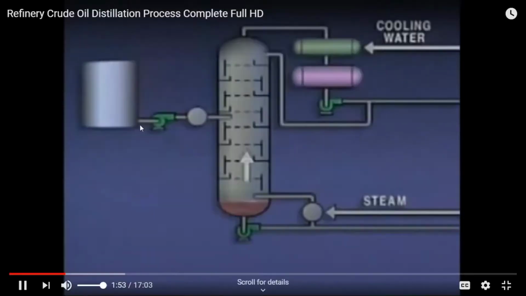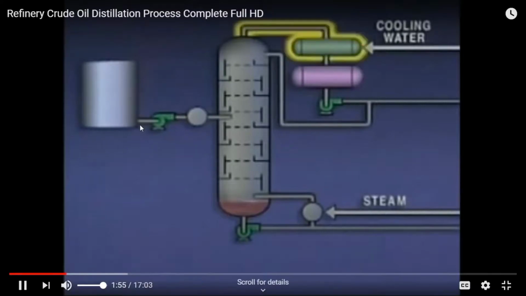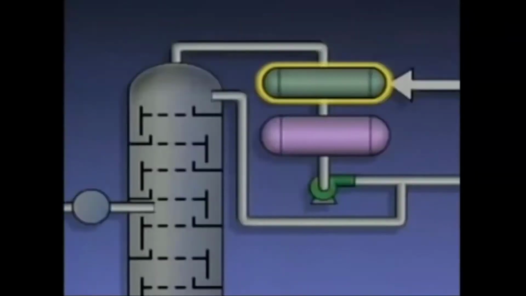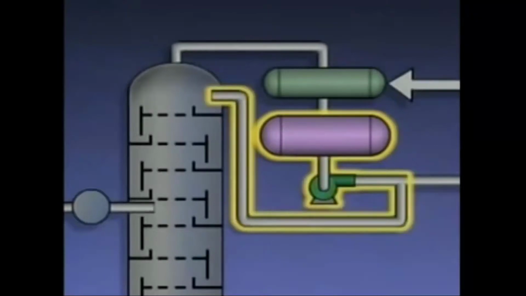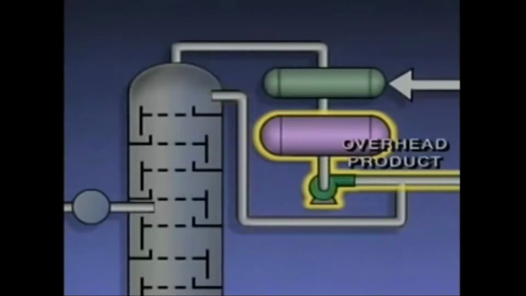The vapors that rise up in the tower are routed to a condenser. The purpose of the condenser is to cool and condense the vapors into liquid. From the condenser, the liquid flows into a receiver or accumulator. The receiver provides a reservoir for the liquid. Part of the liquid from the receiver is pumped back into the top of the tower, and part of it is drawn off as the tower's overhead product. Well, we've just looked at one simple example of the distillation system. Not all distillation systems are the same, but most of them have the basic equipment that we've just seen.